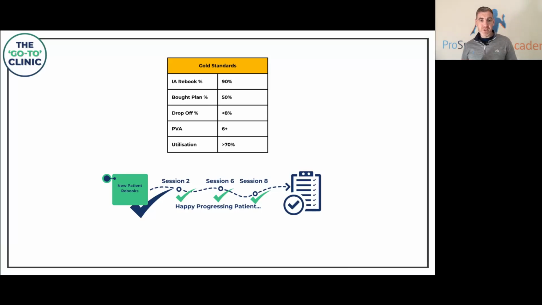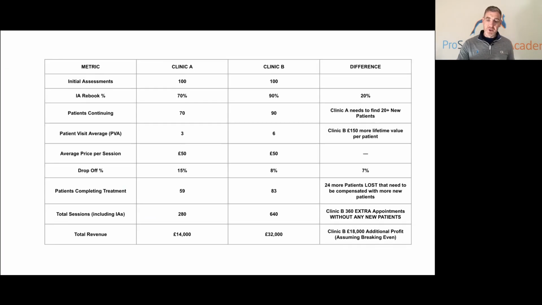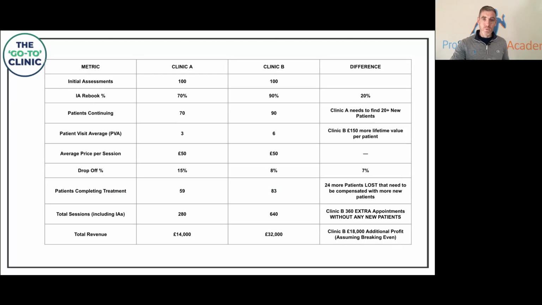And in the previous episodes, we spoke a lot about these metrics being the outputs. These are the lagging indicators of something that's already happened, or said another way, of something that didn't happen in the actual session. So with the IA rebook rate, why do we want to get interested in that?